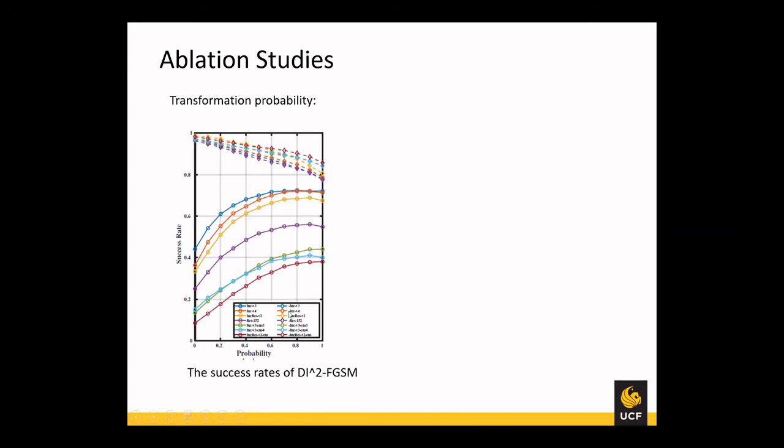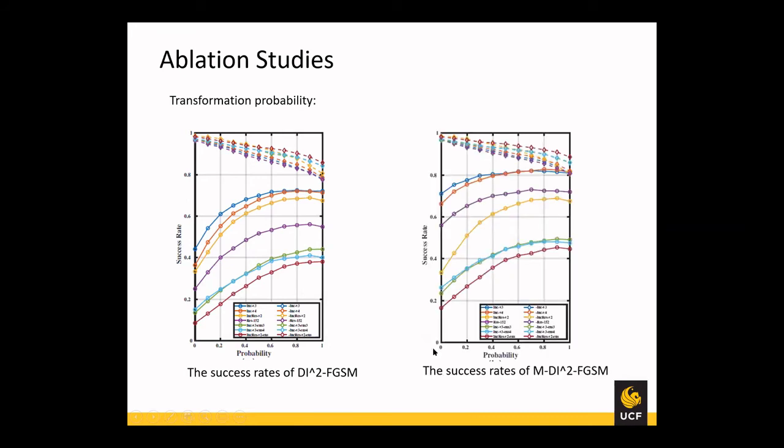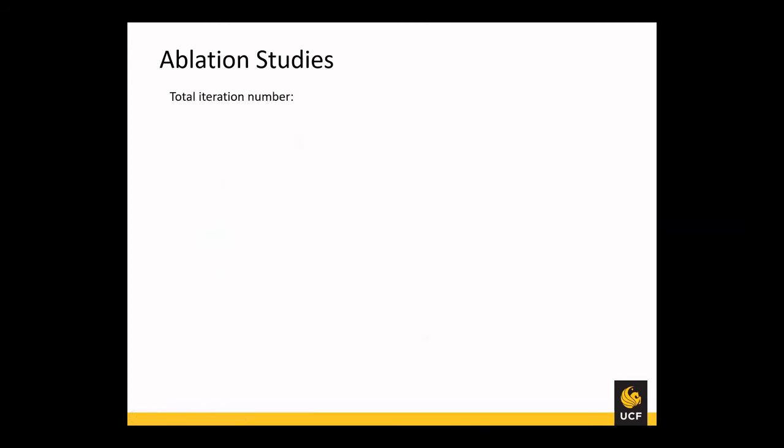So overall, we can say increasing the probability increases the success rate in case of black box setup. However, in the case of white box setup, it reduces the success rate. And a similar trend can be observed for MDI square FGSM. The same thing: the solid lines represent black box setup, dotted lines represent white box setup, and the success rate is increasing when the transformation probability is increasing, while the success rate is decreasing when the transformation probability is increasing in case of white box setup.